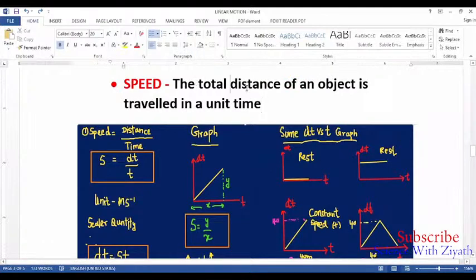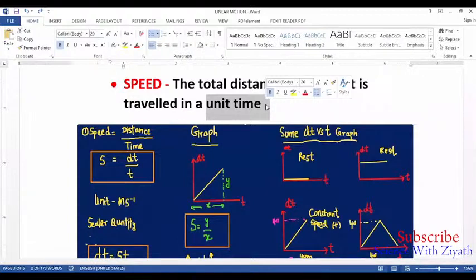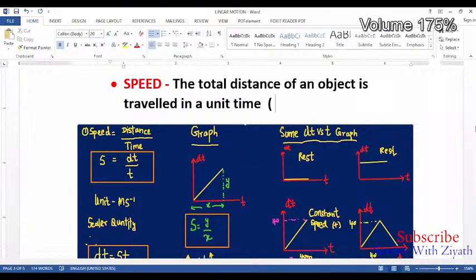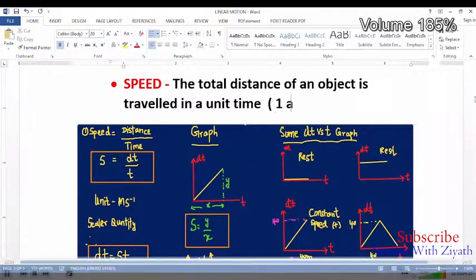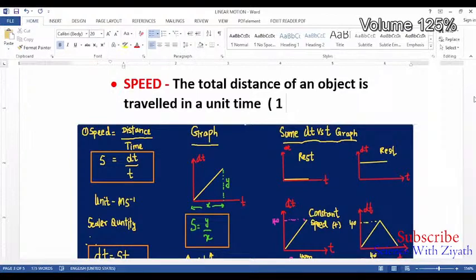Okay, the total distance an object travels in a unit time. Unit time, look at this one. The total distance of an object traveled in a unit time is called speed. What is unit time? Unit time is always what? 1 second. Unit time means 1 second.